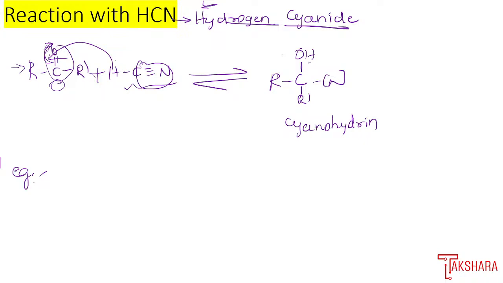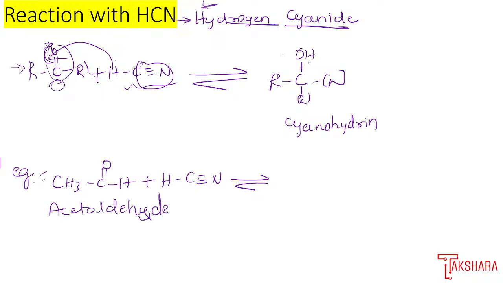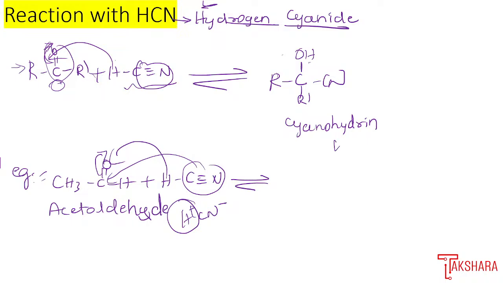In place of R and R dash, let us consider the methyl group, that is CH3 C double bond O H, plus H C triple bond N. The reactant molecule here is acetaldehyde, which undergoes reaction with hydrogen cyanide. The CN combines with the carbon, and the hydrogen attacks the oxygen. H plus and CN minus: H plus goes to the electronegative element, and CN shifts towards carbon, because CN minus acts as a nucleophile.